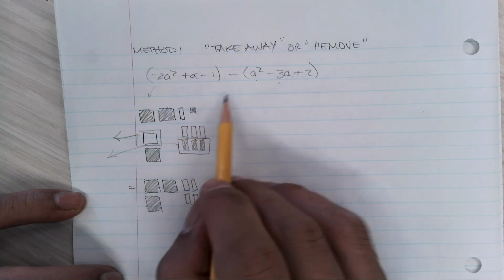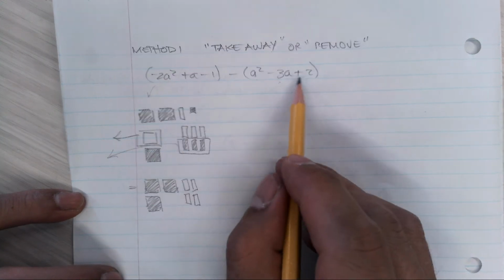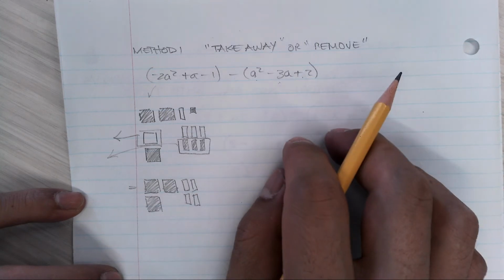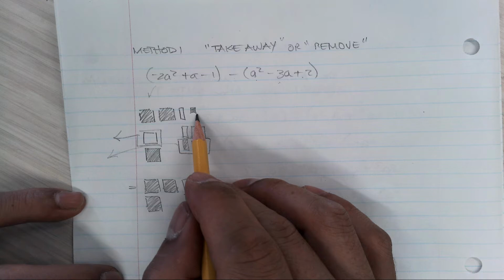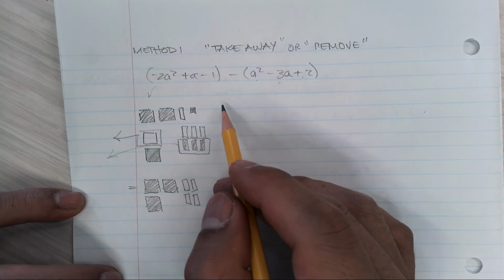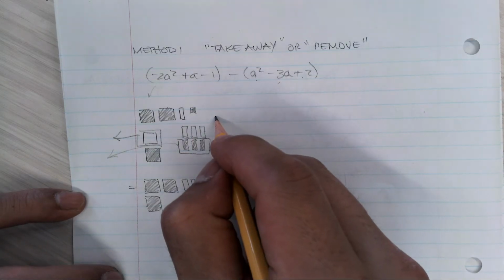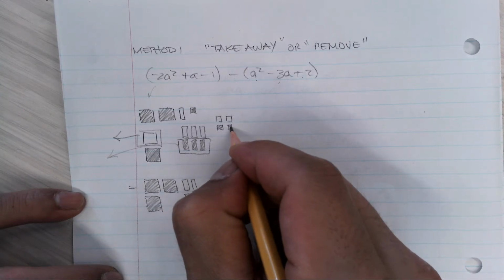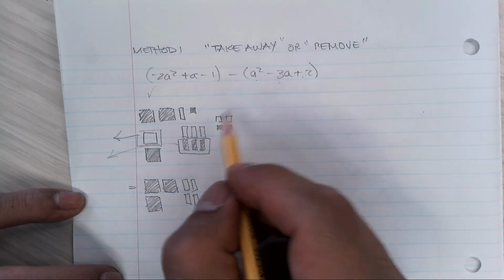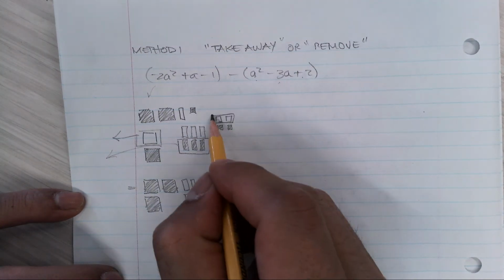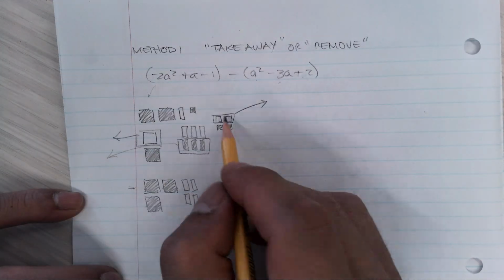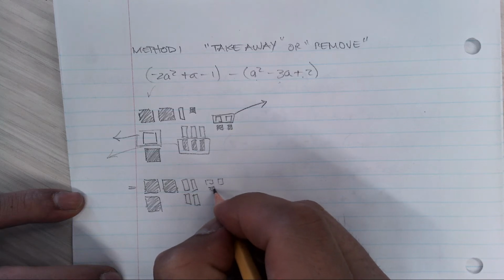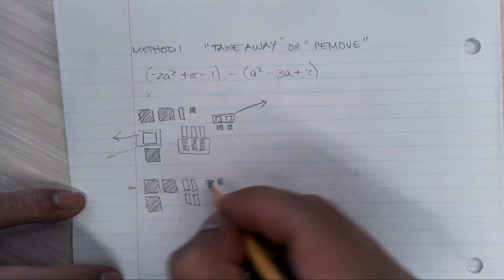Next, it wants me to remove, from this set, 2 positive little tiles. Again, a problem. I don't have any positive little tiles. So guess what? I'm going to have to add those as 0 pairs as well. Here they are. Now we can take away these 2 positive little tiles. And what am I left with here? 1, 2, 3 negative little 1 tiles.